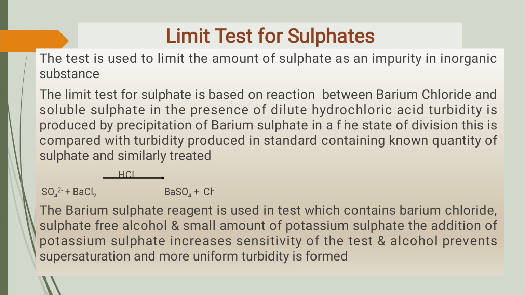Barium sulfate also has a reagent. Not only barium chloride is reacted, it forms the barium sulfate reagent which contains barium chloride, sulfate-free alcohol and a small amount of potassium sulfate. Addition of potassium sulfate increases the sensitivity of the test, and alcohol prevents supersaturation and more uniform turbidity is formed.